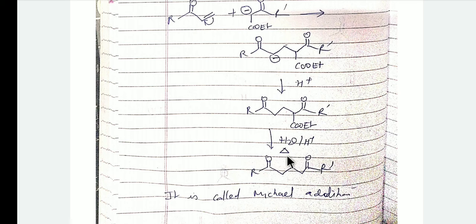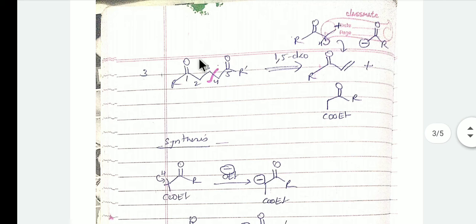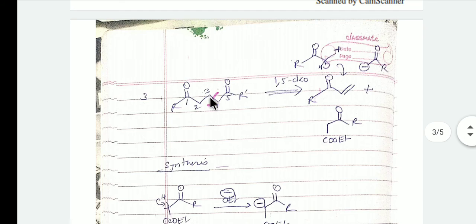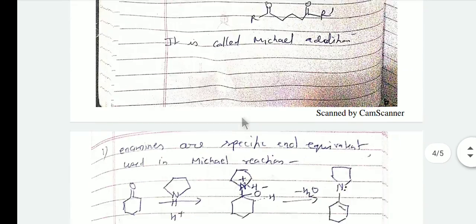On hydrolysis, the COOEt is converted into COOH, and on heating CO2 is liberated from the COOH, so this moiety is removed from the molecule and we get the target molecule, which we started from in the disconnection approach here. So we can easily synthesize our target molecule which is disconnected here, and this reaction is called Michael addition.